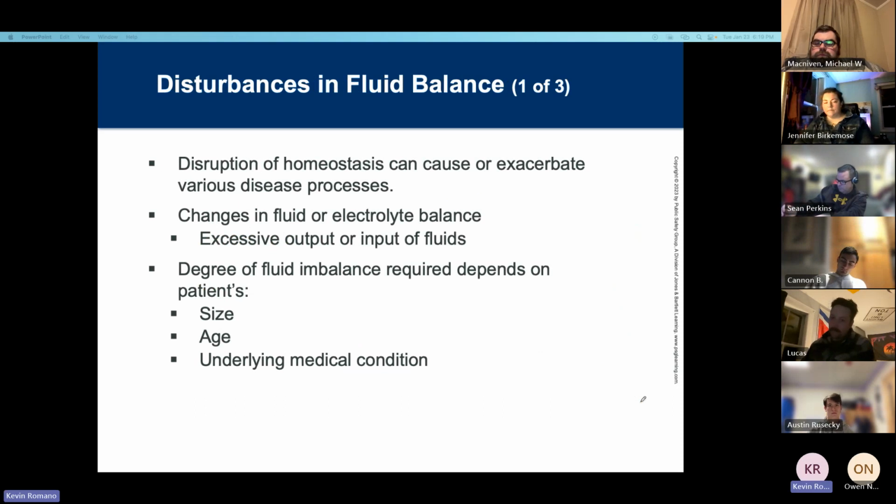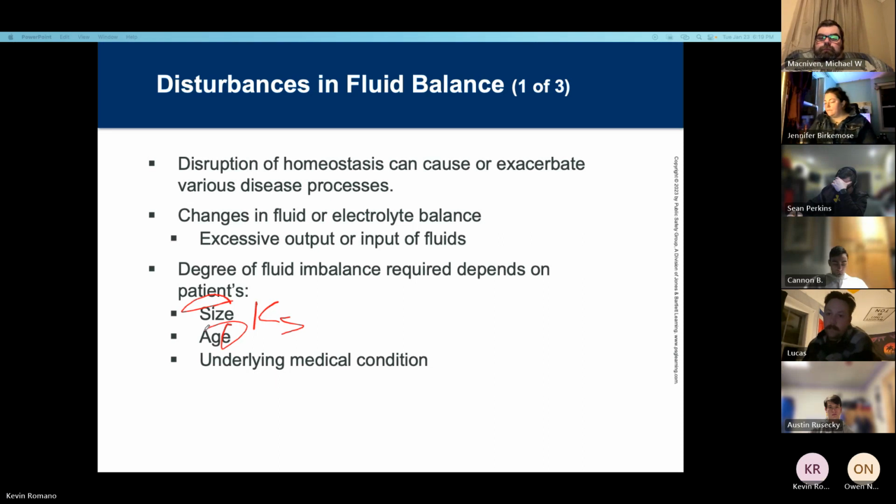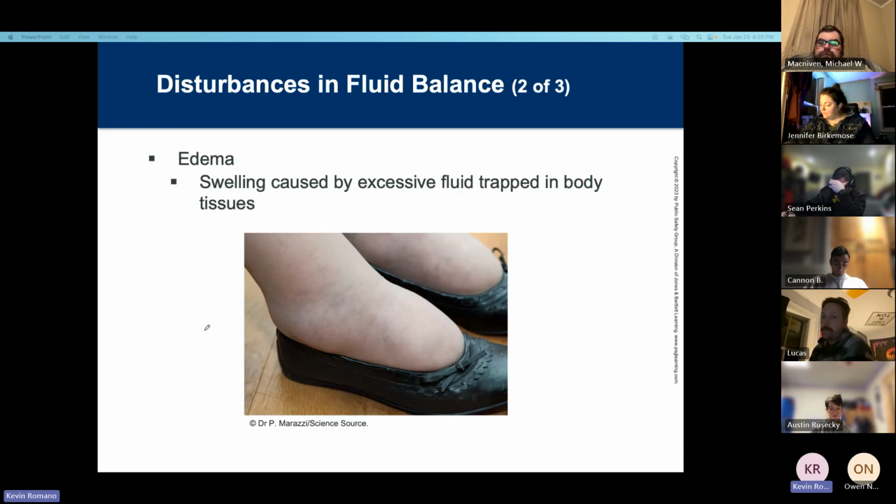That's why, when I mentioned here, the patient's size would be in kilograms, and the age is going to determine what number we're going to be utilizing, because we have to make sure we meet that homeostasis, and that's the underlying condition potentially causing them to require fluids. Now, that's just the basics of this, okay?